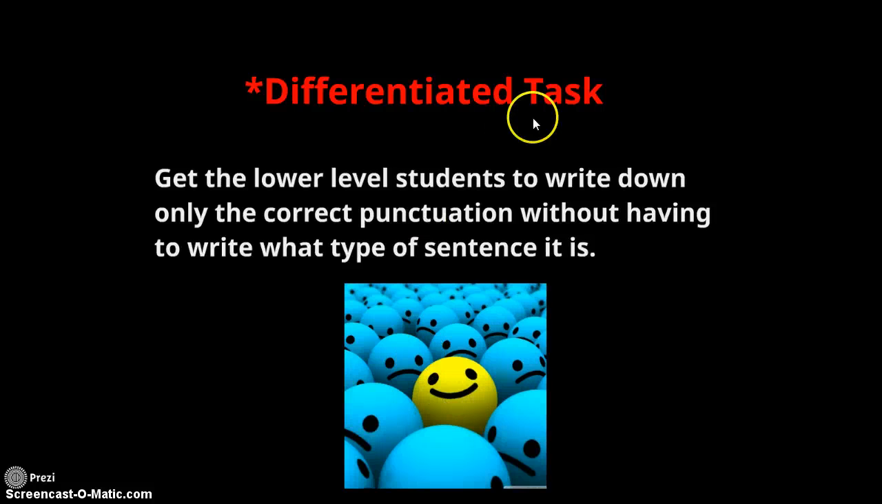A differentiated task could be scaffolding, so get the lower students first to write down only the correct punctuation without having to write what type of sentence it is. Once they get a grasp of what is an interrogative sentence that ends with a question mark, or a declarative sentence that ends with a period, or the other types of sentences, then they can incorporate what the other students are doing, which is write the correct punctuation and also write next to it what type of sentence it is.